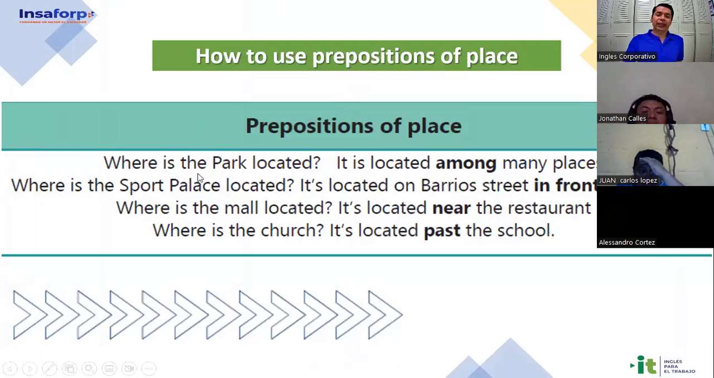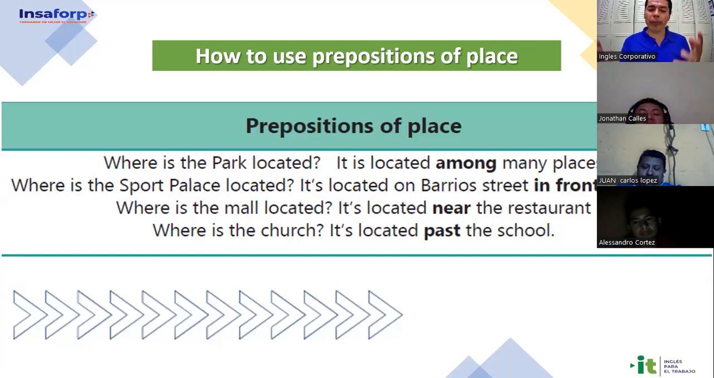Now let's continue. Preposition of place, right? Where is the park located? It is located among, en medio de, many places, right? Remember that when we say between two, is between, en medio de dos. Pero cuando hay más de dos, 3, 4, 5, 6, so we say among. Many places, right? Where is the Sport Palace located? It's located on Barrio Street in front of the park, in front of. Other ways to say in front is across from or opposite, right?